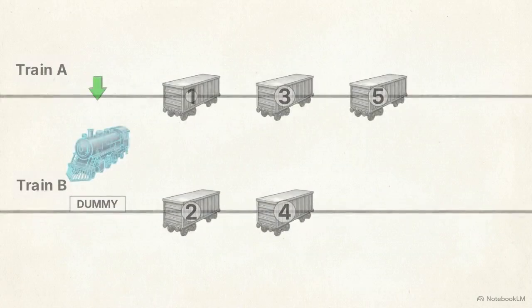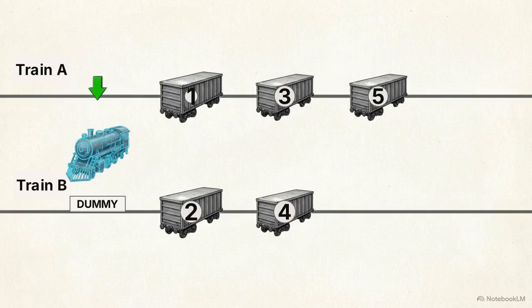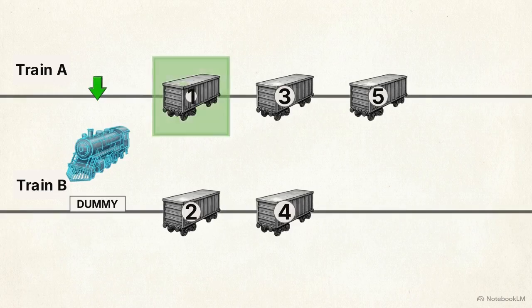Looking at this diagram, we begin the sorting loop standing at the dummy engine. We look at the front of both tracks and compare the options. Train A offers a 1-ton car, and Train B offers a 2-ton car. Since 1 is lighter than 2, the dummy engine snaps its chain onto Train A's 1-ton car.